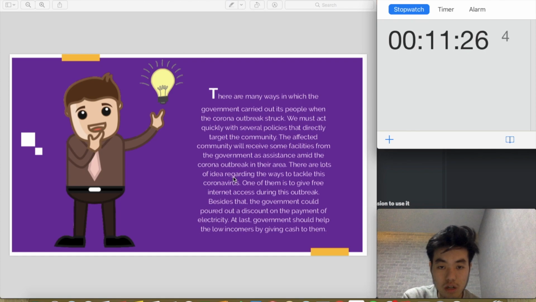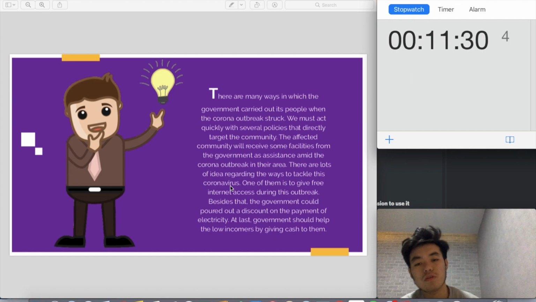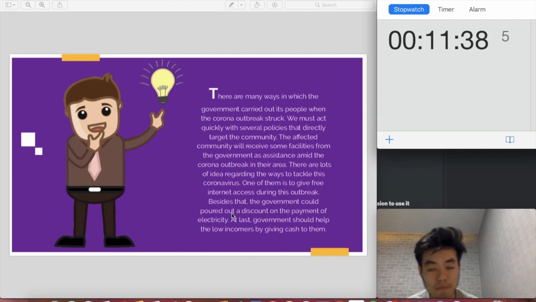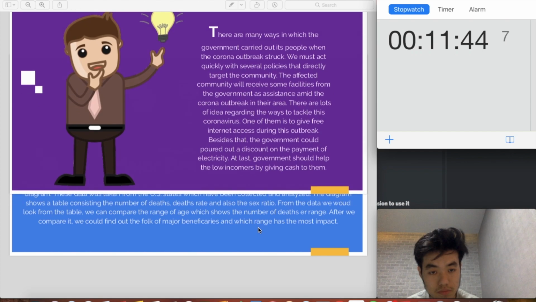There are lots of ideas regarding the ways to tackle this coronavirus. One of them is to give them free internet access during this outbreak. Besides that, the government could give a discount on the payment of electricity. Lastly, the government should help the low-income by giving them cash.